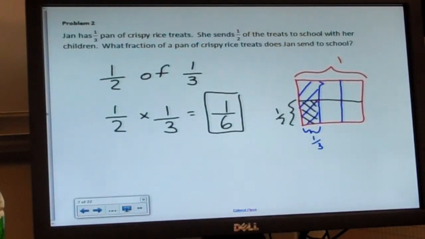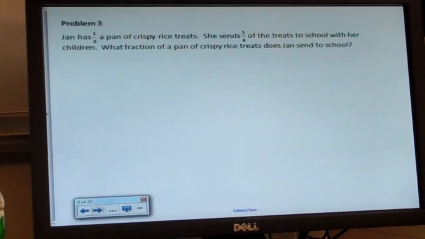Is that easy enough? Let's try one more together. So we're going to do one more before you're on your own. So please keep your eyes up here. Who would like to read number 3? Brianna? Nice and loud. Anne has 1/3 a pan of Rice Krispie treats. She sends 1/4 of the treats to school with her children. What fraction of a pan of Rice Krispie treats does Anne send to school? Okay, so what do we have to start?